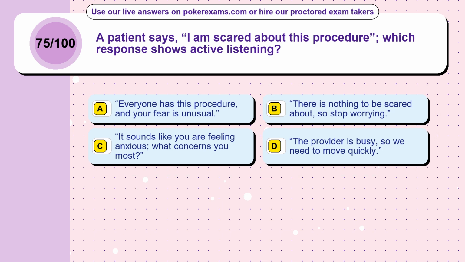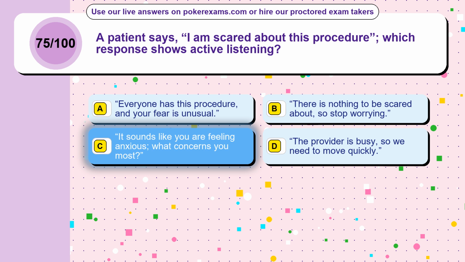Question 75. A patient says, "I am scared about this procedure." Which response shows active listening? Option A. Everyone has this procedure, and your fear is unusual. Option B. There is nothing to be scared about, so stop worrying. Option C. It sounds like you are feeling anxious. What concerns you most? Option D. The provider is busy, so we need to move quickly. The correct answer is option C.